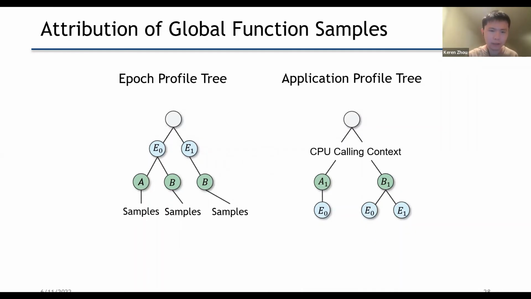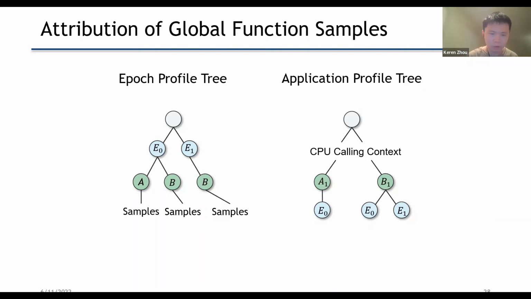So after providing the methodology of our tool, next I'm going to illustrate how profile trees are implemented by our tool. At runtime, we keep 2 profile trees, including the epoch profile tree and the application profile tree. In the epoch profile tree, we keep GPU samples under each epoch we created at runtime. For example, in epoch 0, we encountered function A and function B. Both have a set of instruction samples under it as children. And for epoch 1, we only encounter function B.